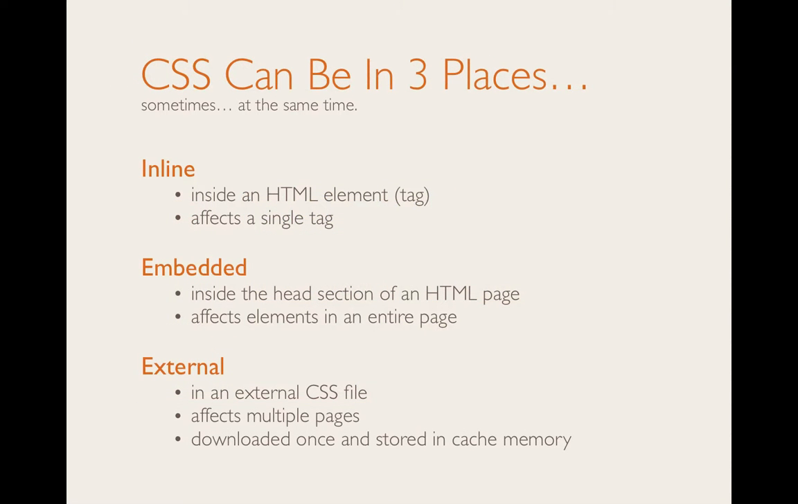CSS can be in three places. It can be inline, right beside a tag. It's generally considered poor style to use inline tags, or inline CSS. But it's done, especially when you're manipulating things on the fly. Embedded means your CSS is inside the head section of your HTML page. It's up in the head part of your HTML document. It affects elements on an entire page. Very, very nice for working up style sheets on the fly. And there's external style sheets which allow you to affect a whole website or multiple pages. And it's downloaded once, stored in memory, and has very little overhead. Makes things work a lot faster, and it makes it a lot easier to edit.